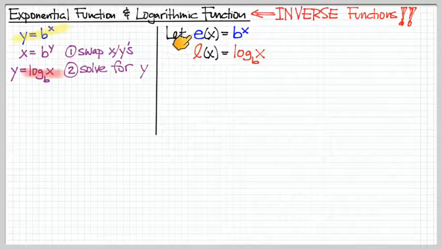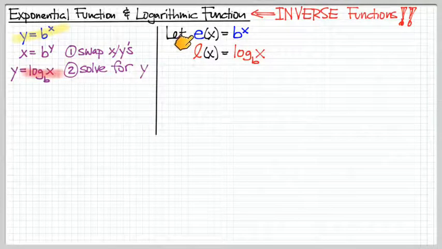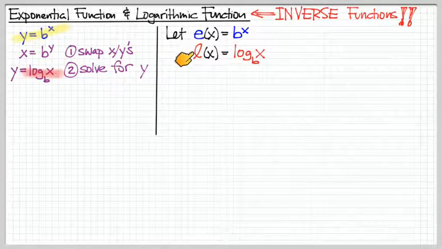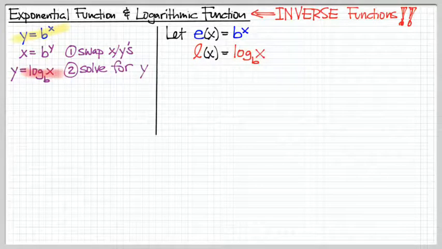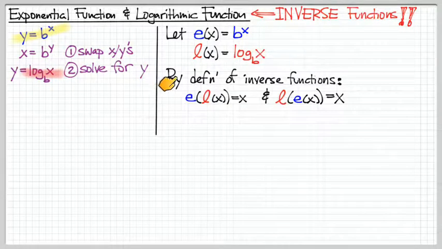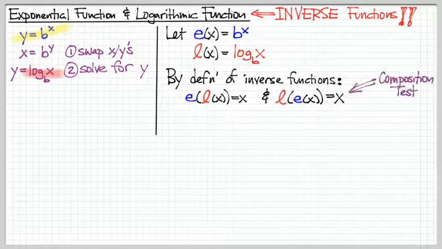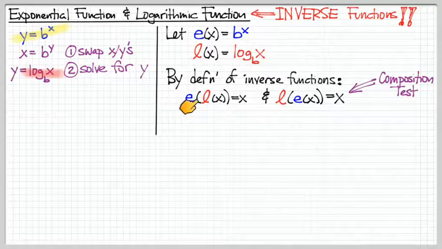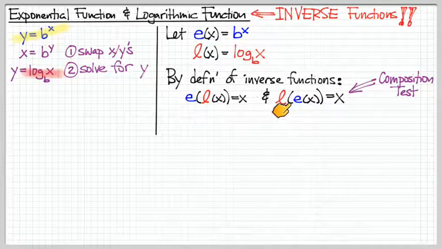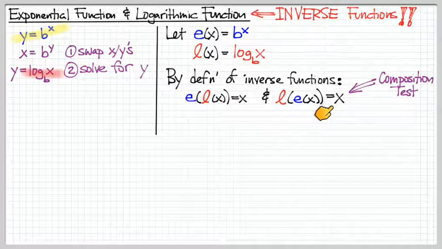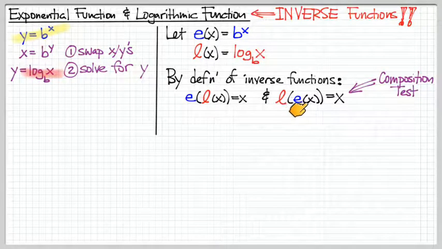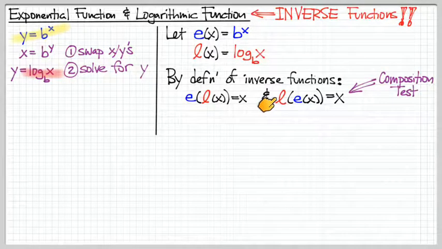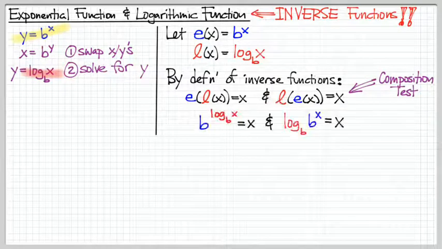And so I'll abbreviate. I'll give one the name E for the exponential function, the other one L for the logarithmic function. And based on the definition of inverses, the composition test says that E of L of x is simply x. They undo each other. They kind of, in a sense, cancel each other out. L of E of x is equal to x itself. Whatever the exponential function does to it, the logarithm undoes it.